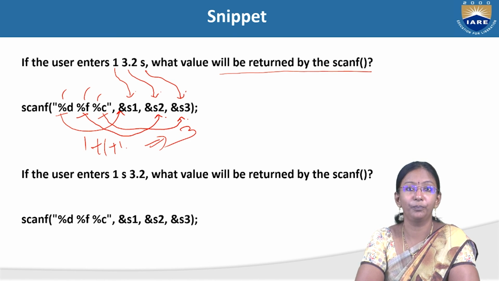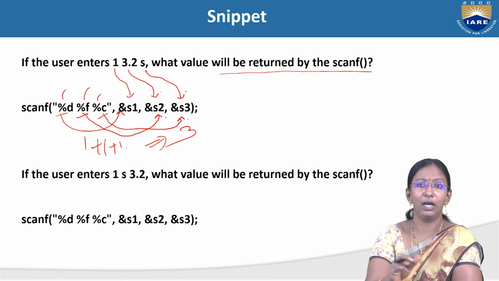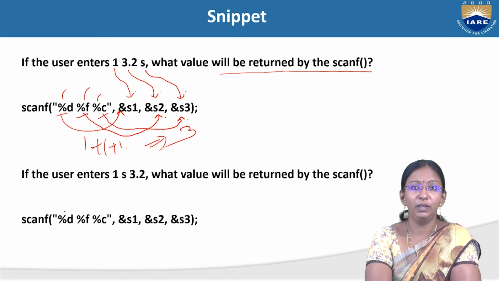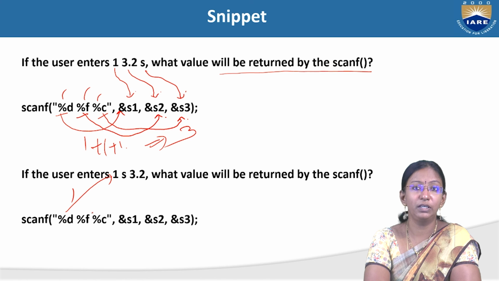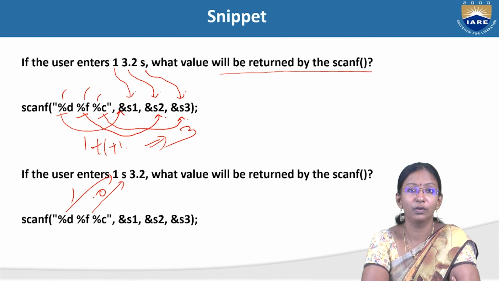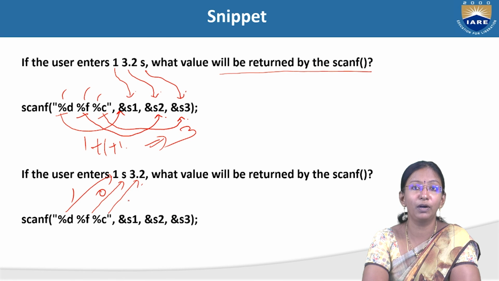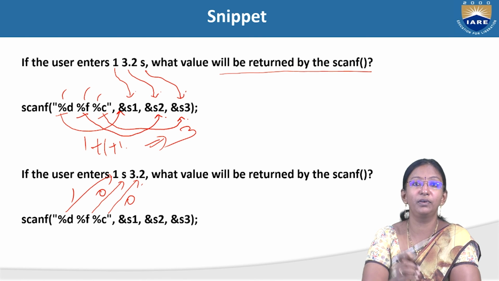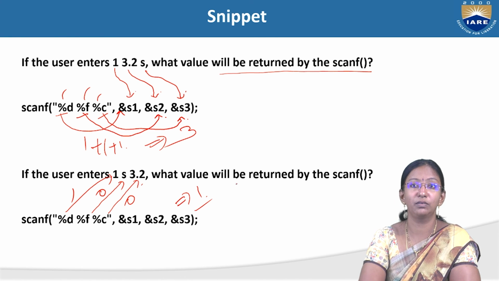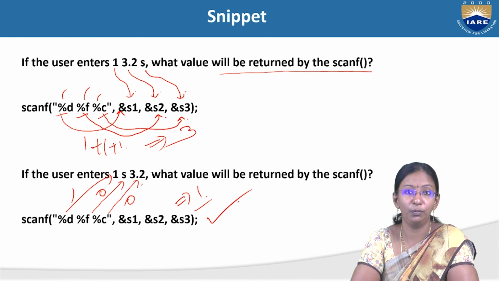Have a look at this one. I have changed this one. See, first one, you are supposed to read an integer and you are reading an integer, hit 1. Second one, you are supposed to read a float value, but you are reading a character, which will return you 0. Right? Third one, you are supposed to read a character, but you are reading a float value, which will return you 0. Right? How many successful readings are there? Only 1. So the second scanf statement, that is this one, is going to return only 1.